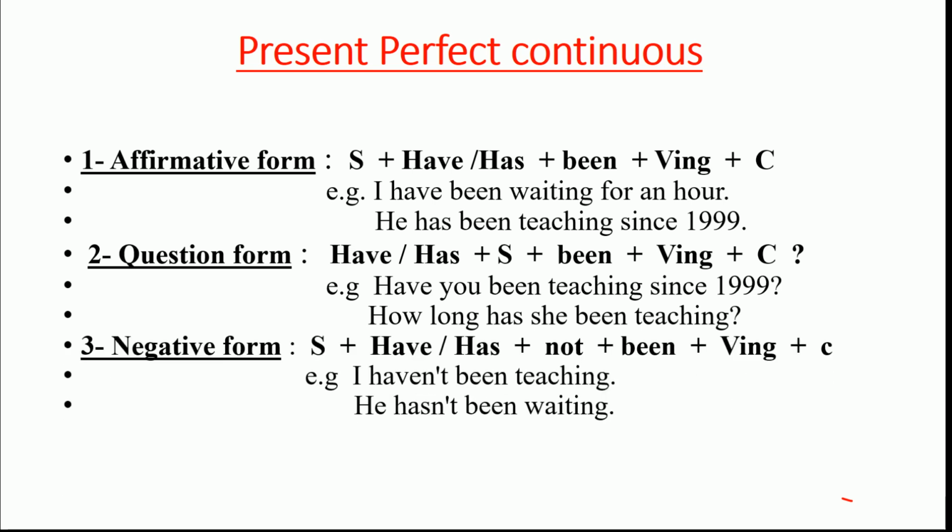According to the negative form, we are going to add only not to the verb have or has. I have not or I haven't been teaching, or he hasn't been waiting. Yeah, thank you. Next.